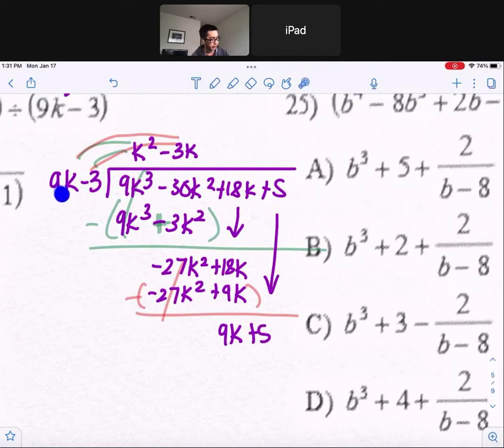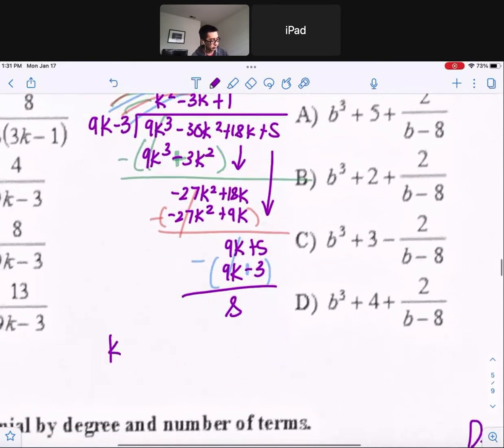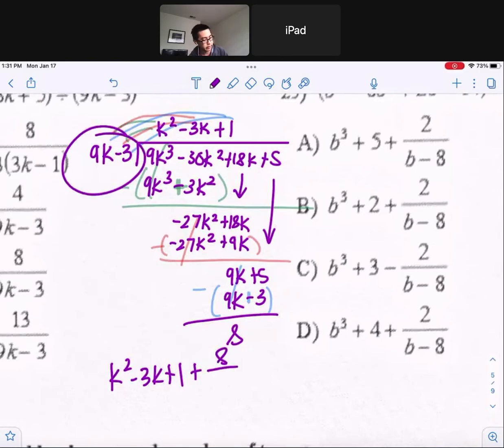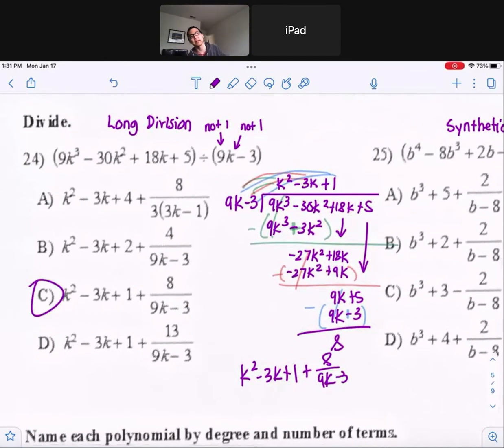How many times does 9k go into 9k? Once. And then finally, distribute the 1 to both of these: 9k, and 1 times negative 3 is negative 3. For the last subtraction, a minus sign and a negative 3 gives positive 3. These cancel, right? So we get k squared minus 3k plus 1, and put the remainder over our divisor, which is 9k minus 3. And that's going to be C.